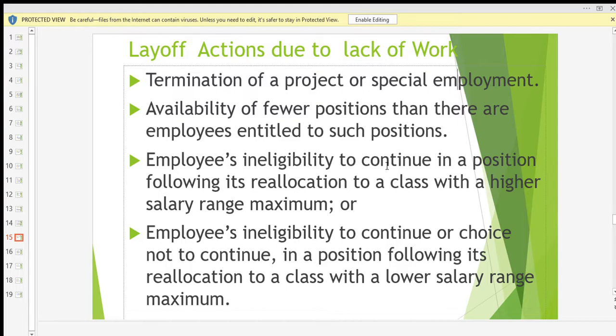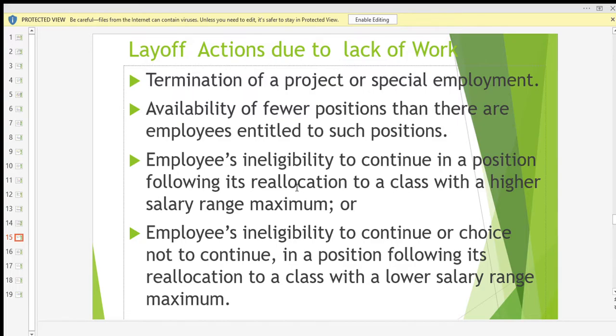Then employees' ineligibility to continue in a position following its reallocation to a class with higher salary range maximum. When the employees can no longer handle the job for a particular reason, for example, reallocation, or when the organization changes the way it operates.